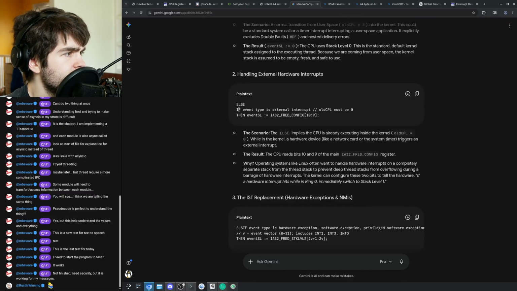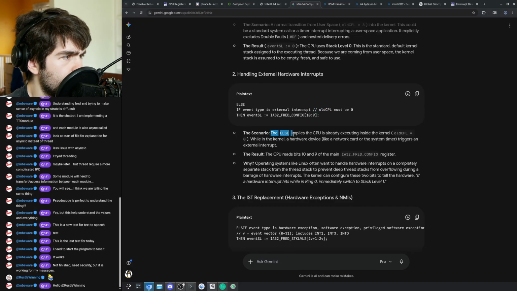How's it going, Rust? If event type is external interrupt, old CPL must be 0. So we're assuming 0 here. I don't know. Okay. The else implies that the CPU is already executing inside the kernel.